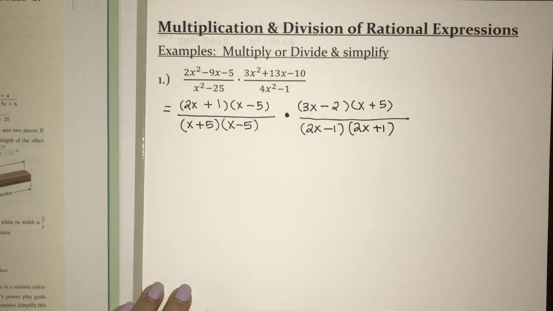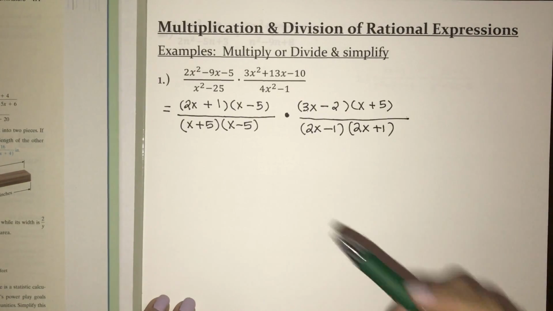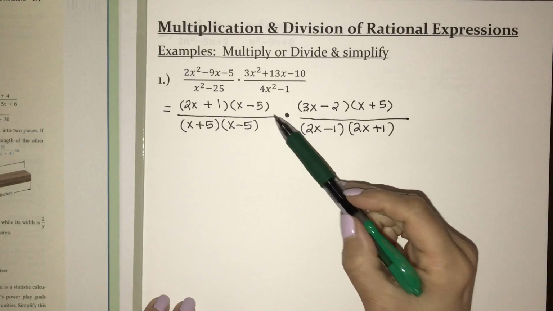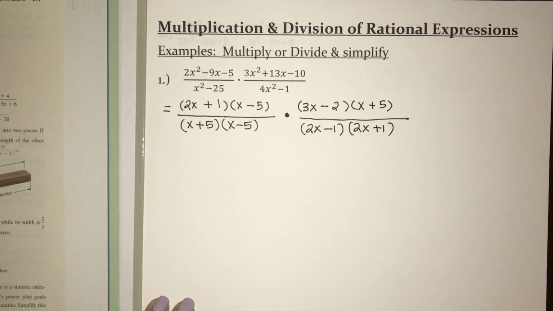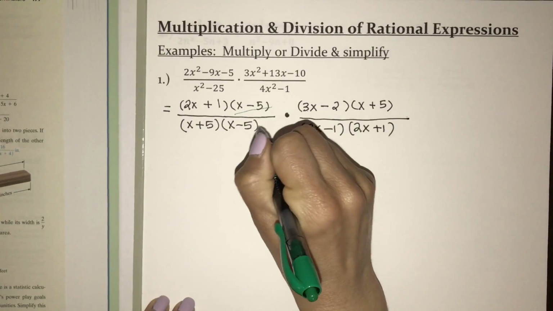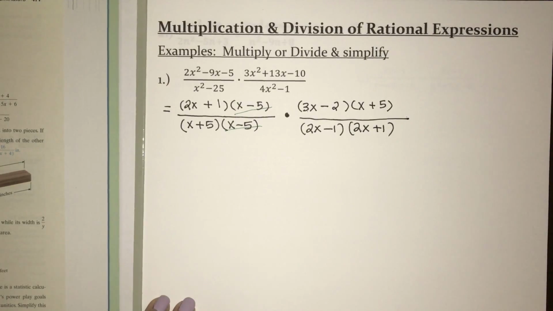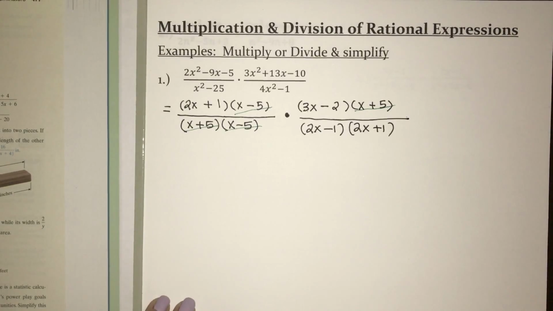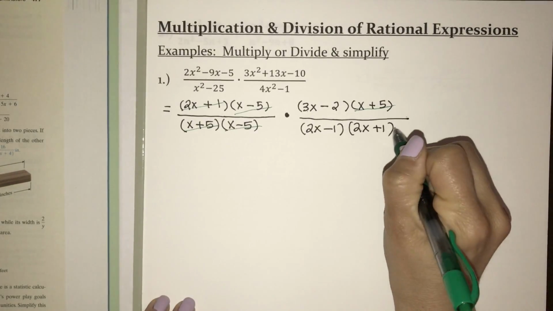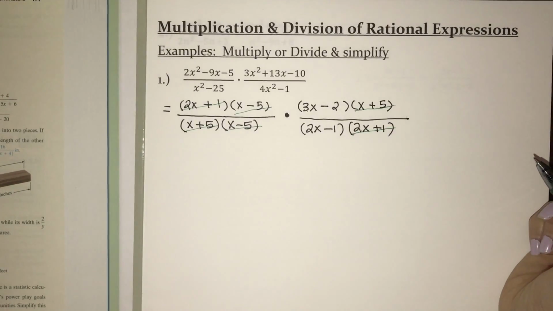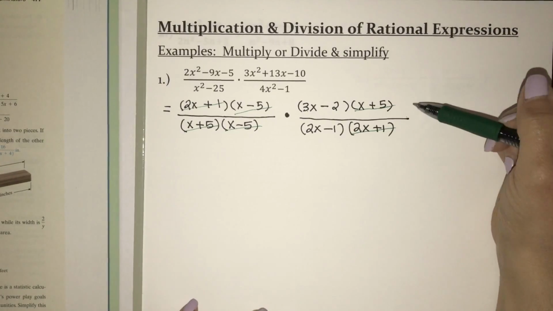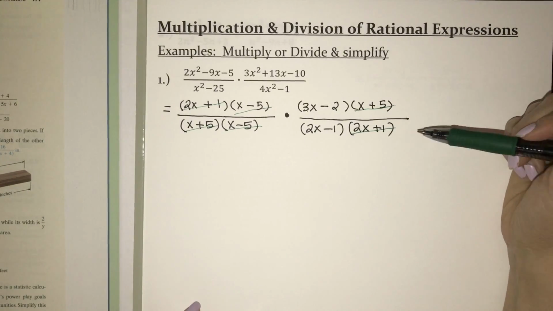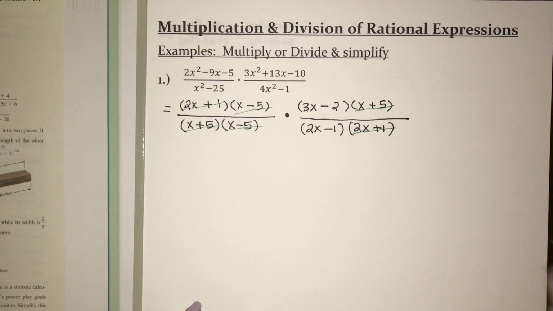Once everything is factored completely, we can reduce common factors. For example, your common factor, one should be at the top, one should be at the bottom, and then we could reduce it. So I could reduce those two. I can also reduce x plus 5 with the bottom x plus 5, and also 2x plus 1 with 2x plus 1. So we can only reduce when we have the same factor, one at the top, one at the bottom. And then we just basically write whatever is left over.